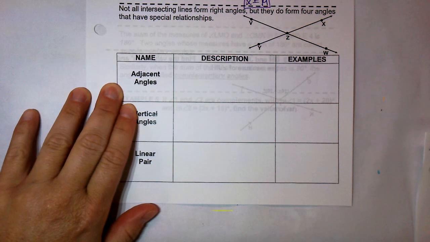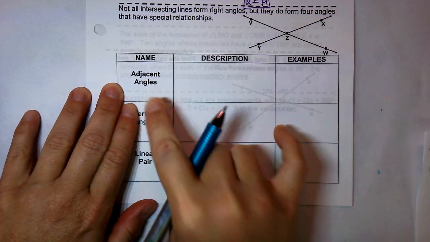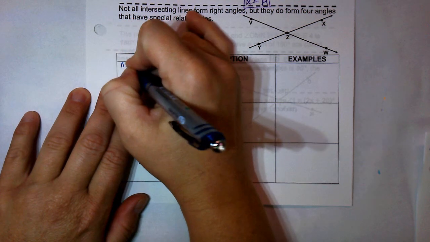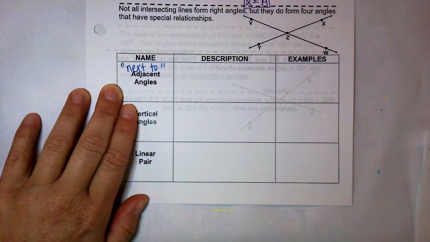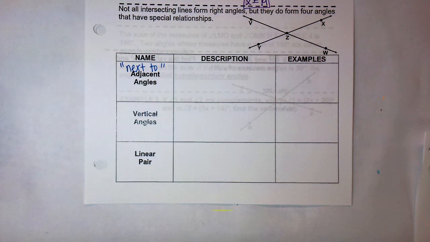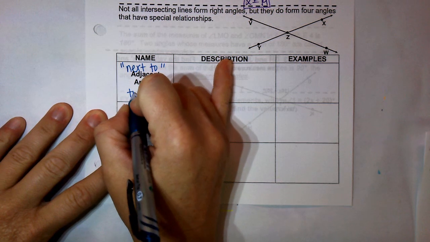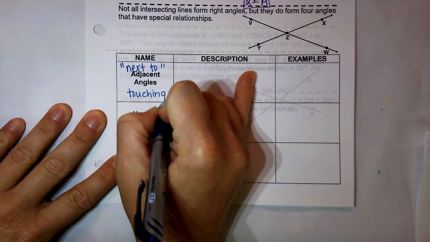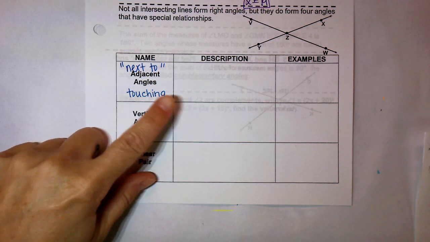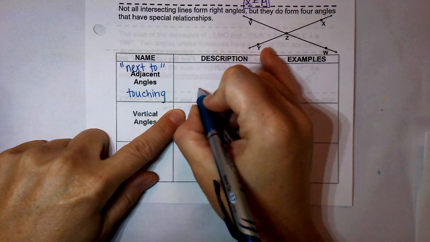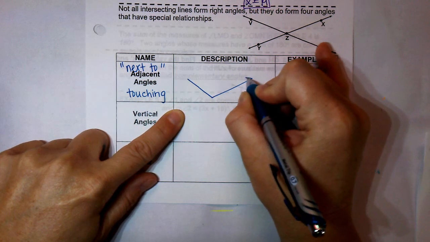Okay, adjacent angles. Here we go. Adjacent angles means that it's next to. Angles that are next to each other, or touching. They're sharing a line. So it's like your next door neighbor, right? If you live in town, you're adjacent to your neighbors. They share a line with you, a border. So adjacent angles would be something like, let me draw this.